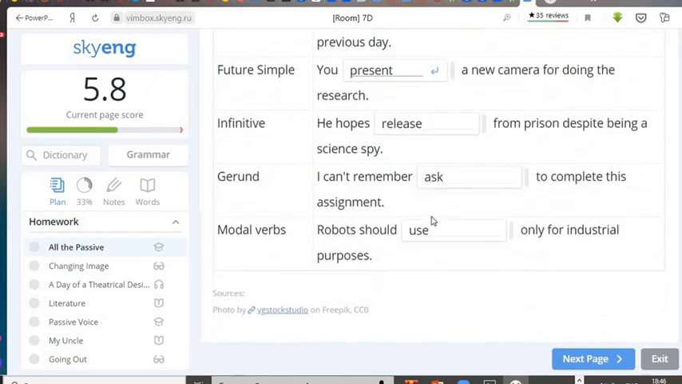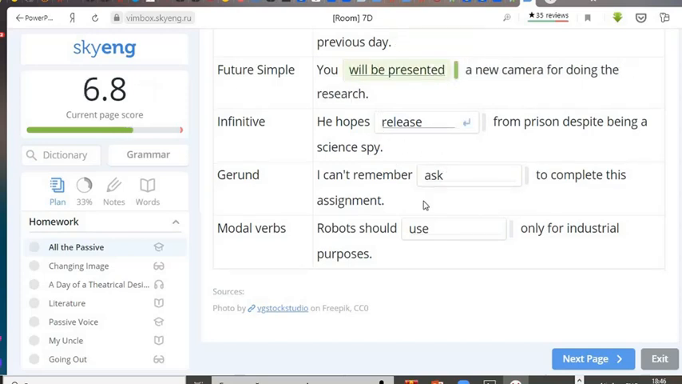Future simple. You present a new camera for doing the research. You, of course, will be presented. Next, infinitive. He hopes, of course, to be released.